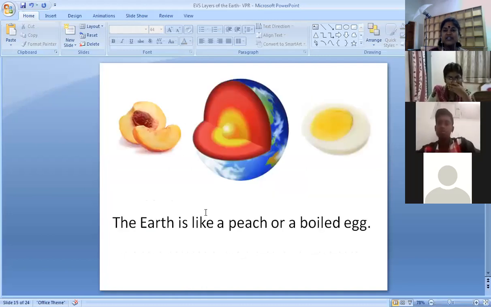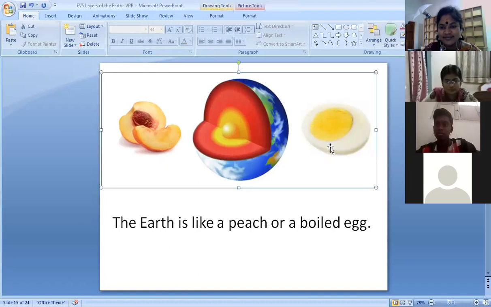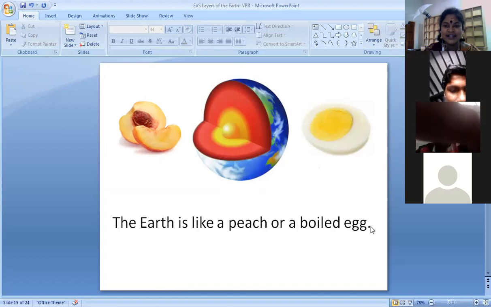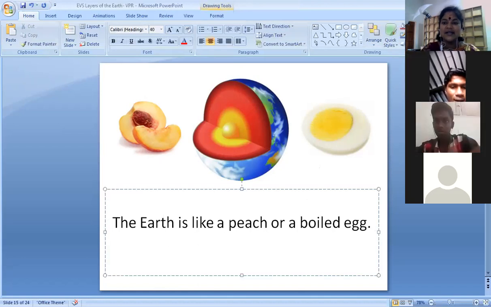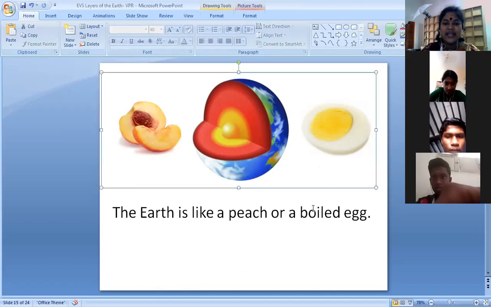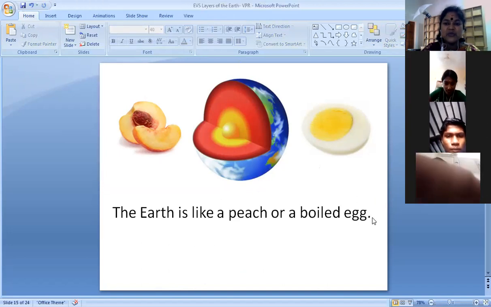See, the structure of the earth can be compared to an egg. See, the outer part of the egg is called... egg. Boil it. Crust. No. Crust. Outer part of the egg. Okay, I shall write here. Please mute your mic.